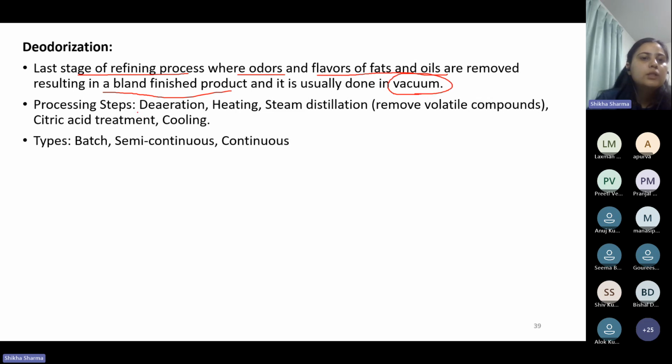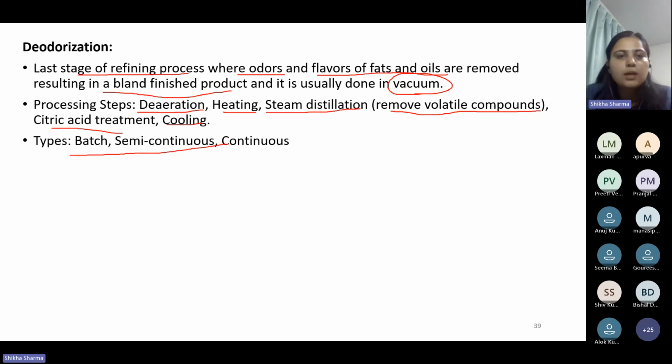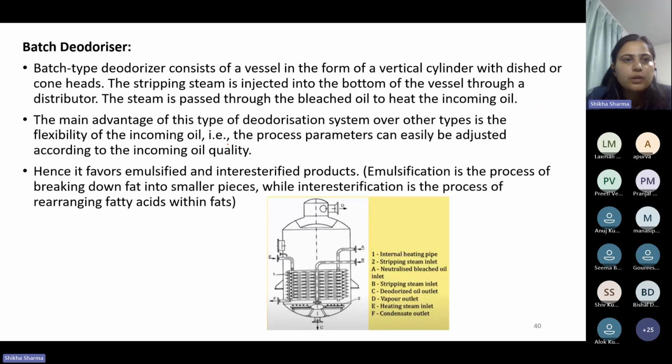In this deodorizer, vacuum is maintained. Usually there are different steps: first de-aeration of the oil is done, then heating of the oil, after that steam distillation, where the volatile or odorous compounds are removed, then citric acid treatment, and then cooling. There are different types of deodorizers like batch, semi-continuous and continuous.